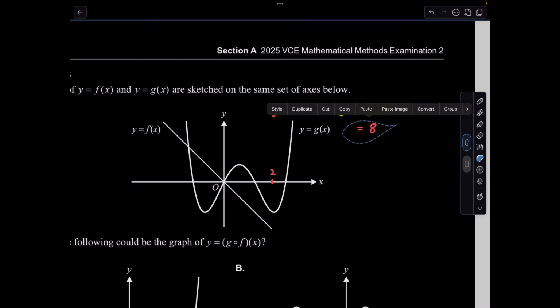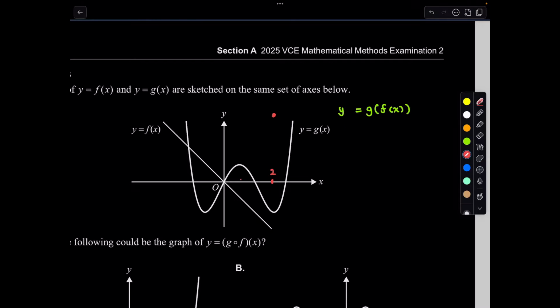Let's say some value over here. Let's call this 1. Yeah, let's sub in 1. So what is g of f of 1? What is f of 1? F of 1 means you go down to the f of x, and the y values, can you tell the value is like negative 1, basically? So we can say negative 1 here.